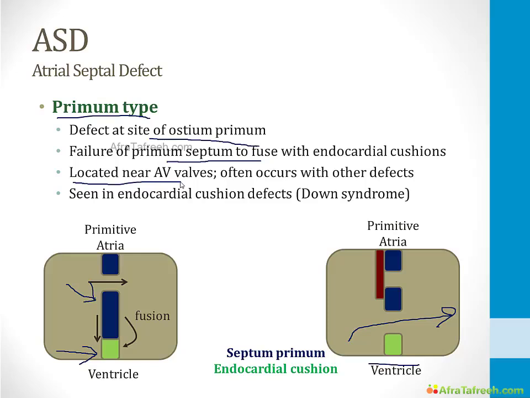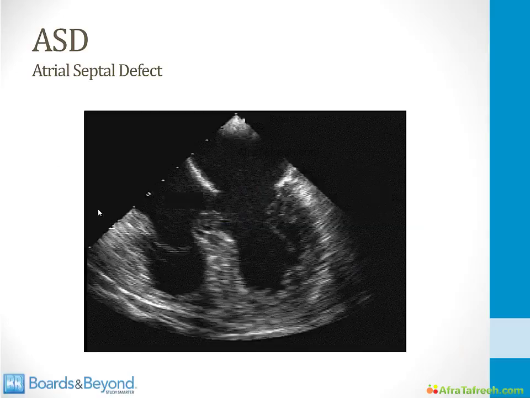In contrast to secundum ASDs, this type of ASD often occurs together with other congenital heart defects, and in particular, this is often seen as one component of so-called endocardial cushion defects. These are a collection of cardiac defects that are often seen in children born with Down syndrome. And here's an echocardiogram image of a primum ASD.